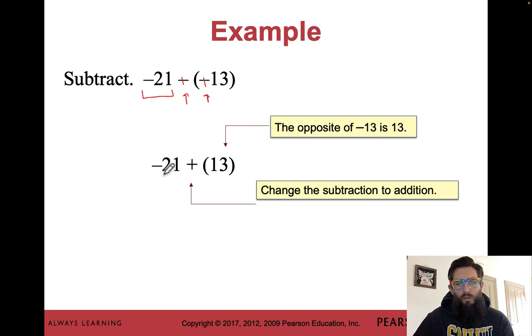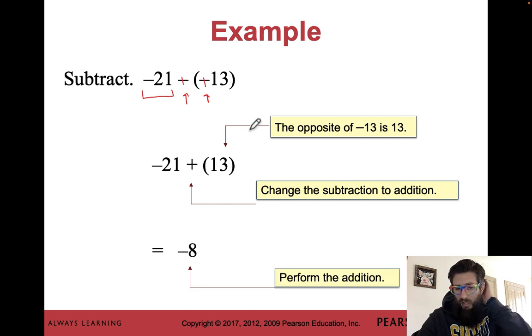Another way we could go about simplifying this is taking the absolute value of this first term, making it 21, and then just subtracting these two values, which would give us 8. Then, since the negative absolute value is larger, we would call that negative 8. If you think of the absolute value of negative 21 and the absolute value of 13, the absolute value of negative 21 is larger than the absolute value of 13, which tells me the end sum is going to be negative.